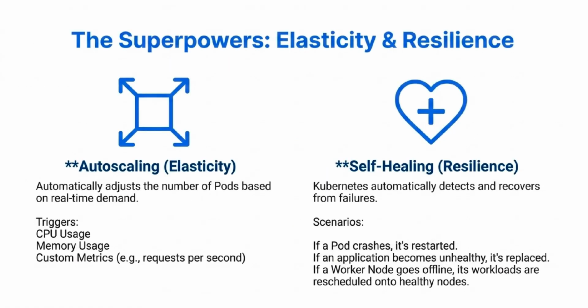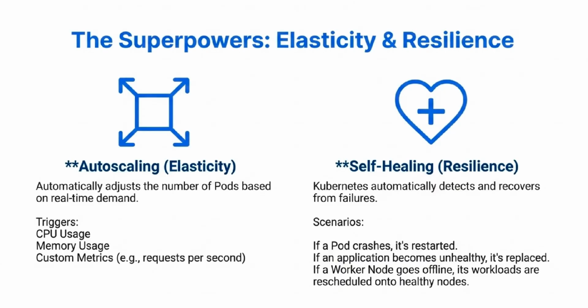Kubernetes has two major superpowers that completely change how systems operate: autoscaling and self-healing. Autoscaling automatically adjusts the number of pods based on real-time demand. It can react to CPU usage, memory usage, or even custom metrics like requests per second. If traffic increases, more pods come online. When demand falls, pods scale down.